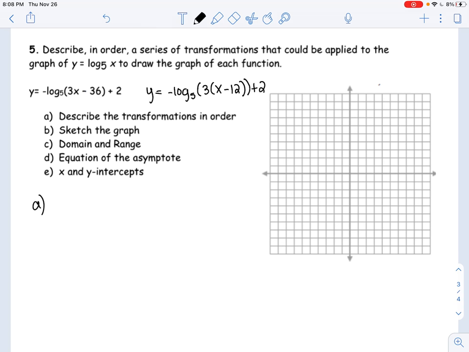Okay, so A, we're going to describe it. So we know that there is a horizontal stretch about the y-axis by a factor of 1/3. So we always flip that. We always do the reciprocal when we have that horizontal stretch. Next, we're going to do a reflection about the x-axis.